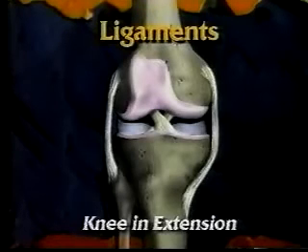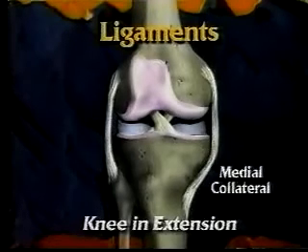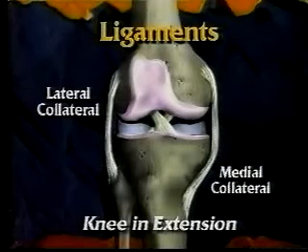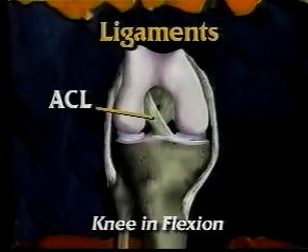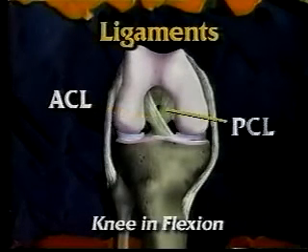Ligaments help to stabilize the knee. The medial collateral and lateral collateral ligaments run along the sides of the knee and help limit sideways motion. The anterior cruciate ligament, or ACL, connects the tibia to the femur at the center of the knee. Its function is to limit rotation and forward motion of the tibia. Likewise, the PCL, or posterior cruciate ligament, located just behind the ACL, limits backwards motion of the tibia.